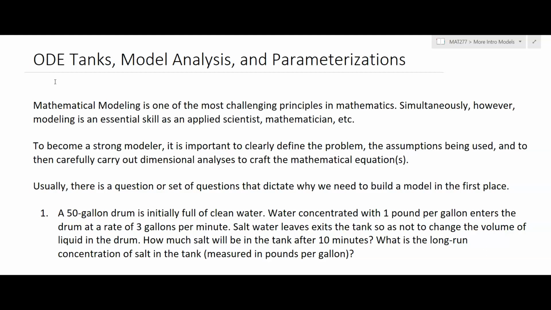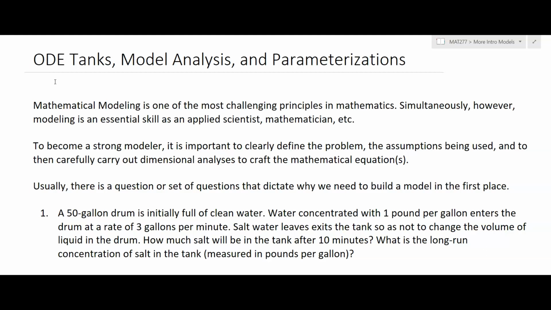So mathematical modeling is one of the things I like to spend the most time on because it's the most challenging principles in mathematics, but at the same time it's one of the most important skills to be able to have, especially if you're a scientist, an engineer, a mathematician, etc. This is just something that you need to be able to do, and it takes some time to develop.